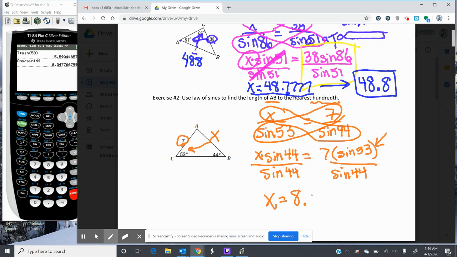So 8.0477 is our answer to 4 decimals. Then we would approximate to the nearest hundredth here. It does ask us to round to the hundredth. So 0.4 would be hundredths place, but that 7 is going to bump us up. So it's going to be 8.05.